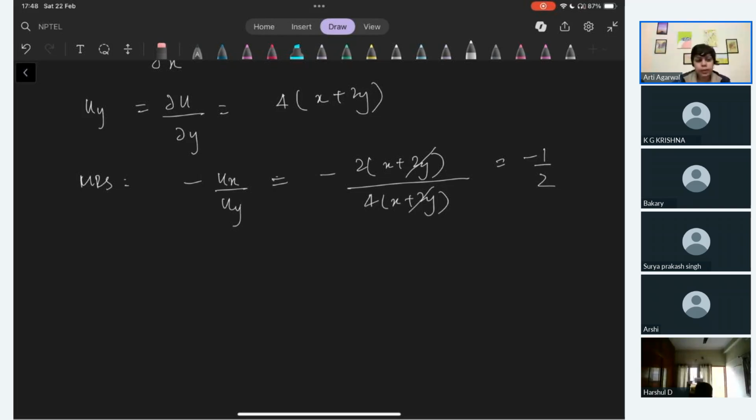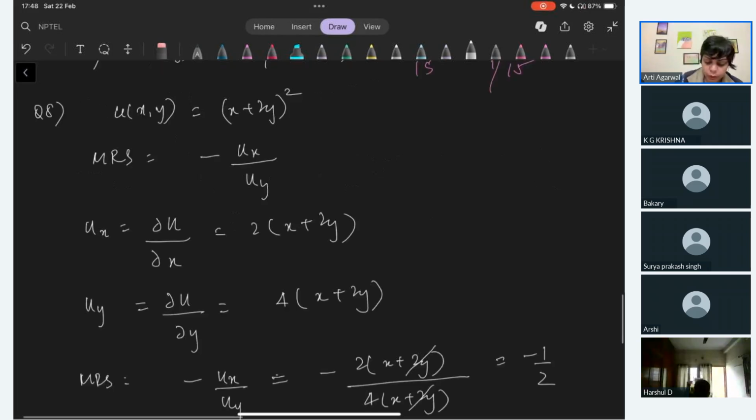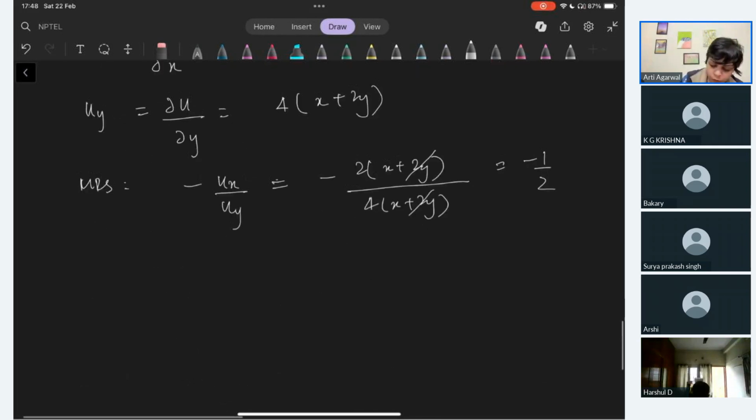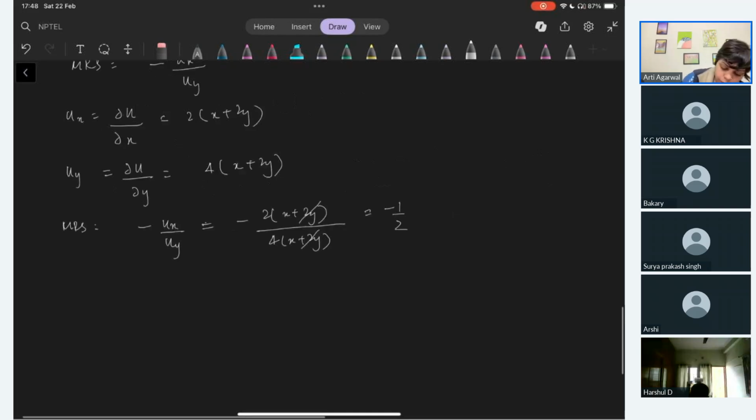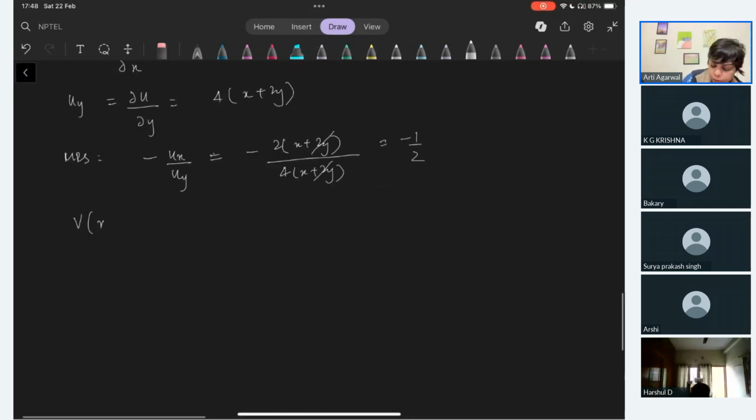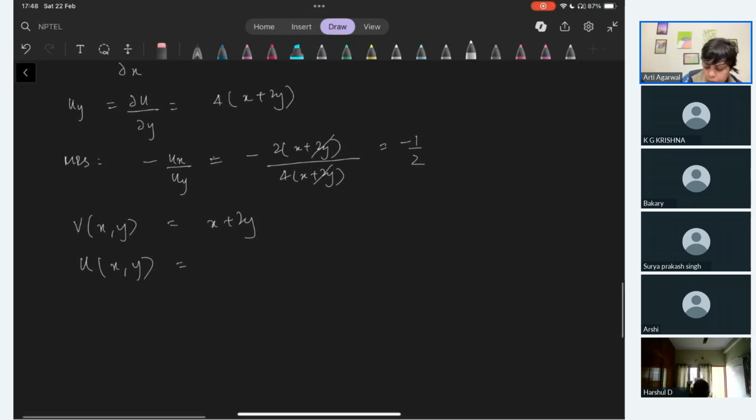So that is option C. MRS is minus 0.5. And now in this particular function where you are given u is (x plus 2y) whole square, if you take the function v as some other utility function, x plus 2y, then u of x comma y is nothing but v(x comma y) whole square, right?